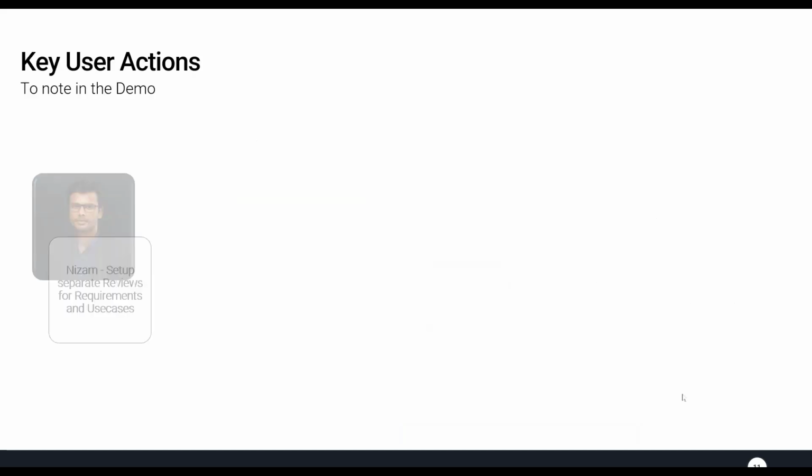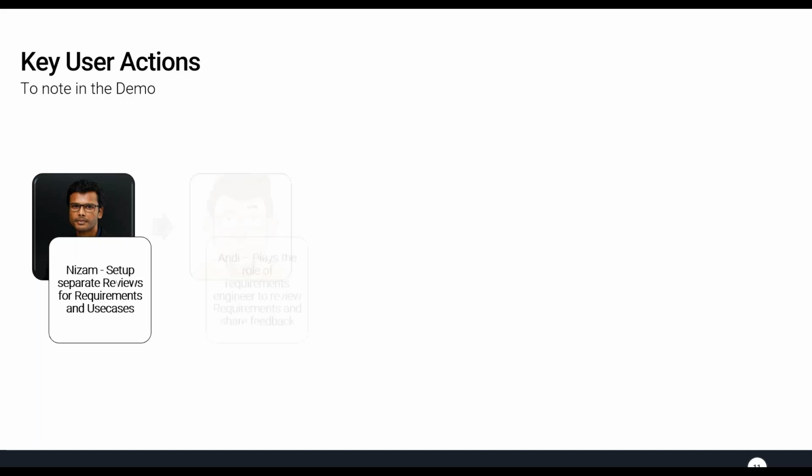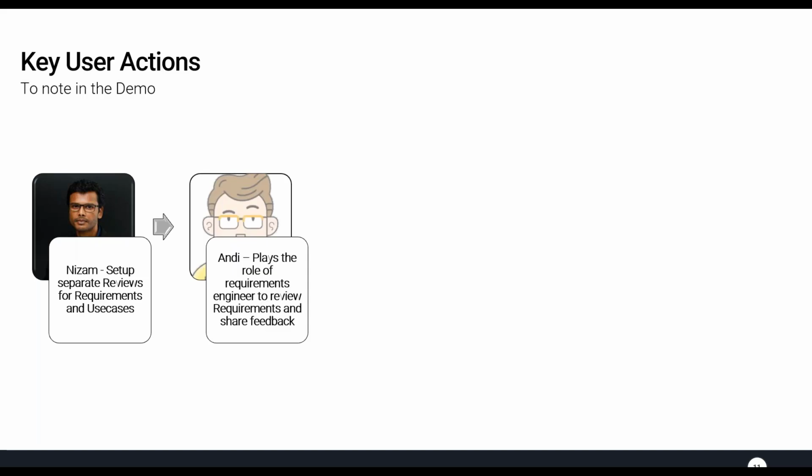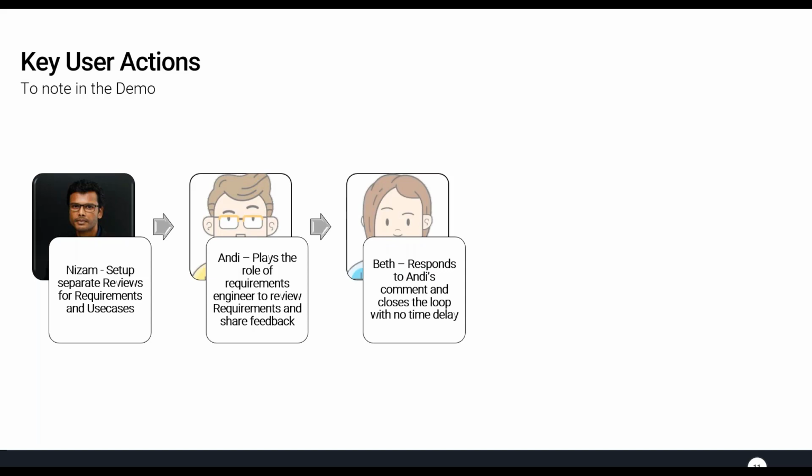And with this, what we are going to look at is a couple of actions, which I would request you to focus on while I'm walking through the demo. Firstly, how am I going to set up separate reviews for requirements and use cases and engage these teams individually and give them the right permissions? And then how Andy does a requirements review using a web browser and looking at the model information in a much more simplified manner. And then how he notifies Beth of something that he thinks must be updated and how Beth responds to it.